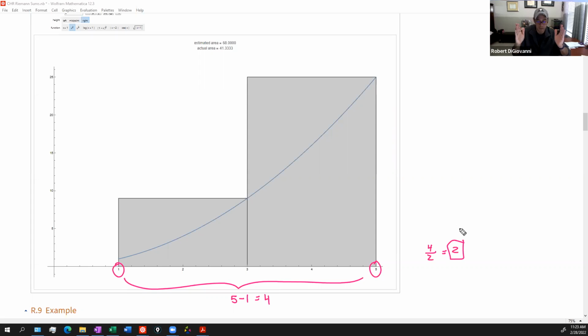So first I figured out the total distance between the first endpoint and the second endpoint. Whatever that distance is, I divided it by the number of rectangles, and that's how wide each rectangle was, right? That's how many sections I have.